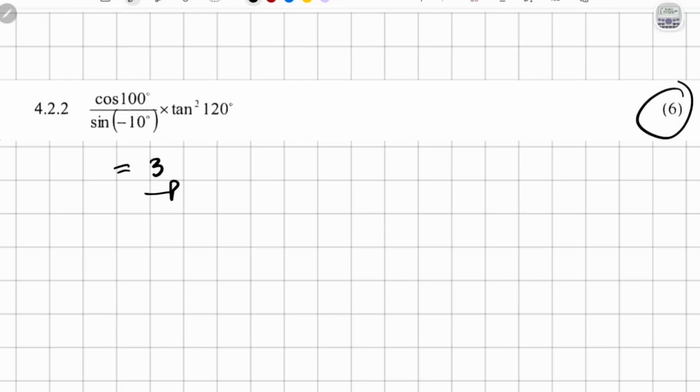Lol, I'm just joking. Don't do that. You see what I just did there? That's what you're going to get if you take all of this and then just put it onto the calculator and get one answer. You will not get 6 marks. You will get 1 mark for your answer.